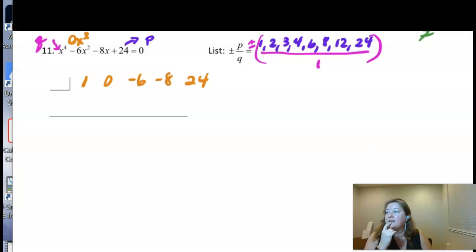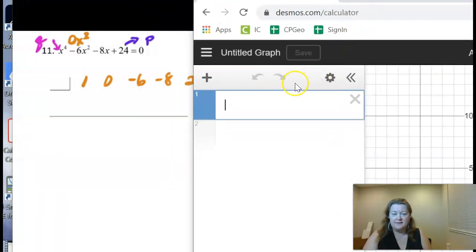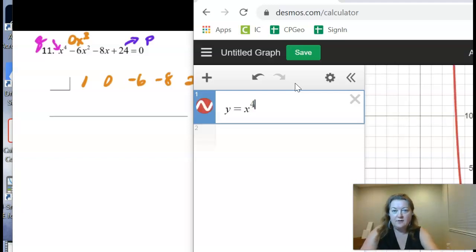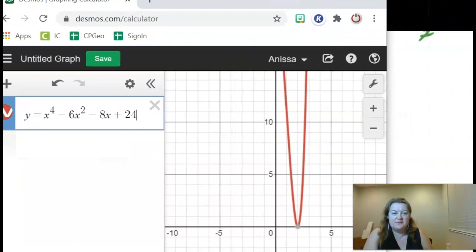Okay, so graphing calculator. All right, again, I could try ones and do all that stuff. I'm feeling a little tired of the whole thing. So let's see. I'm going to write in y equals x caret 4, and then minus 6x caret 2, and then minus 8x, and then plus, where did my plus button go? There it is, plus 24. Okay, hopefully this is in the screen. This is the first time I've done this with Desmos.